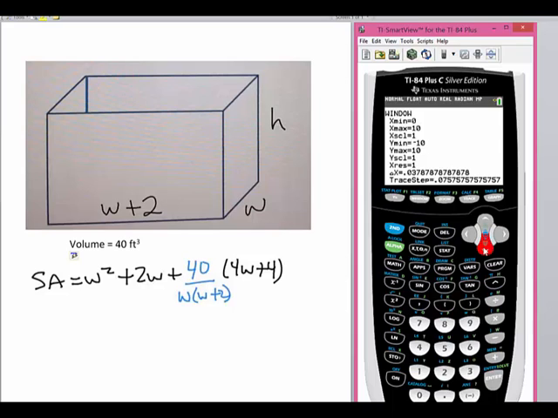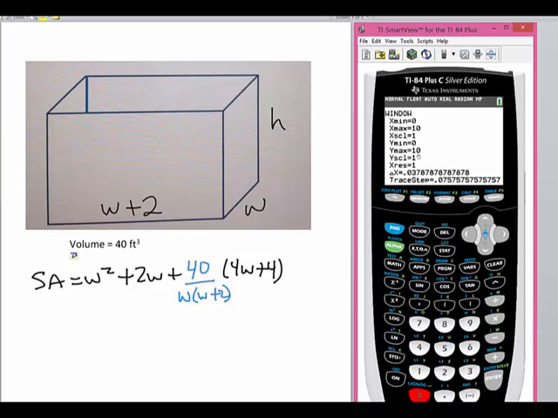Now let's talk about the y's. My y is really my surface area. So again, you're not going to have a negative surface area. So in your window, when I go down to ymin, I'm looking at a -10 surface area. That's ridiculous. So I'm going to go ahead and start it at 0.